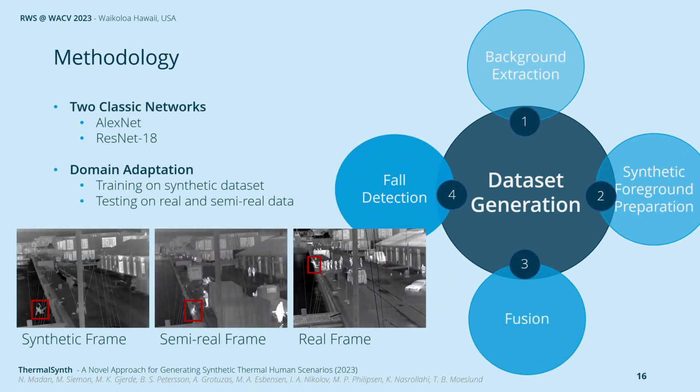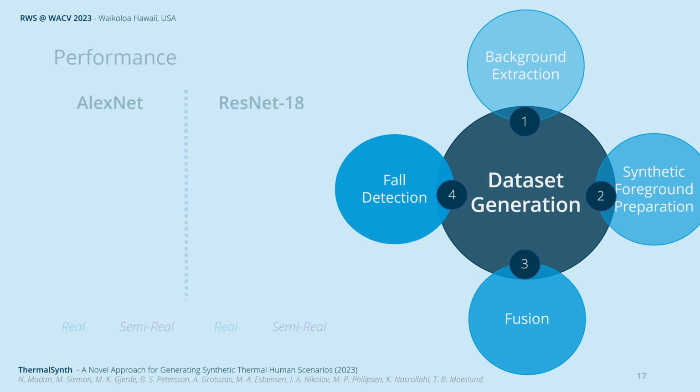These networks, as I have already mentioned before, are AlexNet and ResNet 18, and we perform domain adaptation by training these 2 data sets solely on our synthetic images that we generated, and then by testing on the real and semi-real data from which you have seen the 2 videos earlier in this presentation.